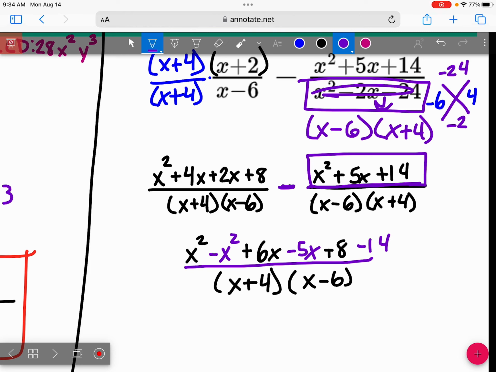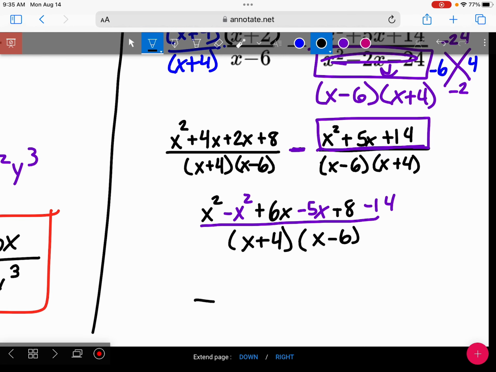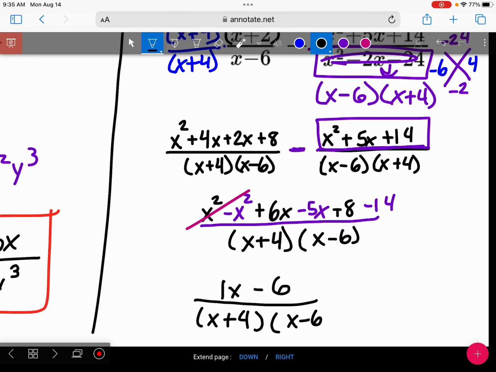Okay. Feeling like we can finally see the logic in there because it didn't go crazy halfway through that time? Okay, so now we're just simplifying our numerator, and we're almost done. Oh my gosh, these are so long. Holy cow. So our x squareds cancel out. We love that. 6x minus 5x gives us 1x. 8 minus 14 is minus 6, over x plus 4, x minus 6.